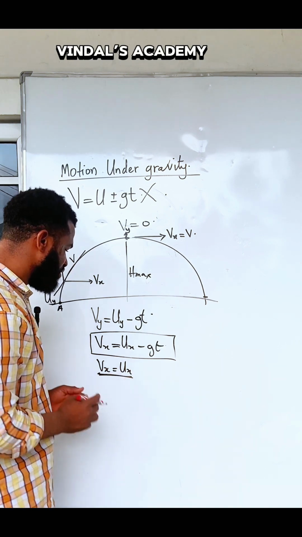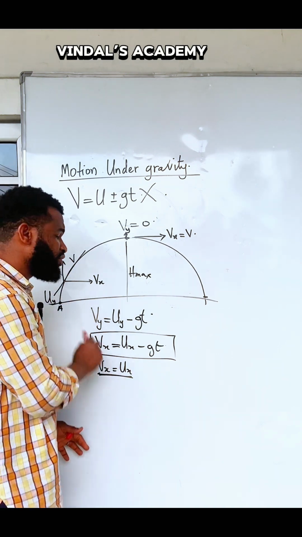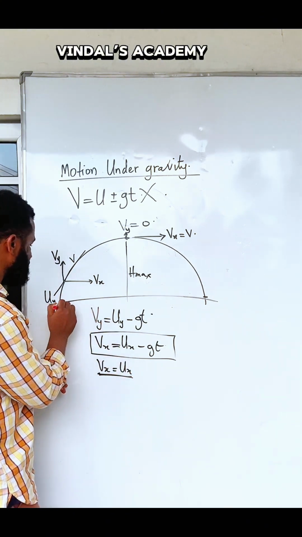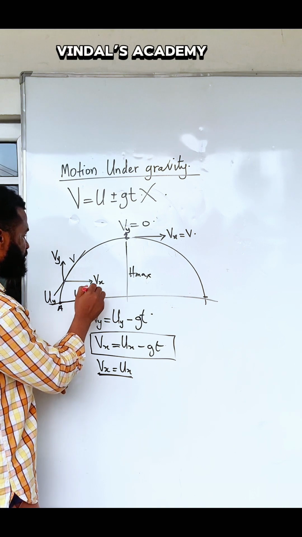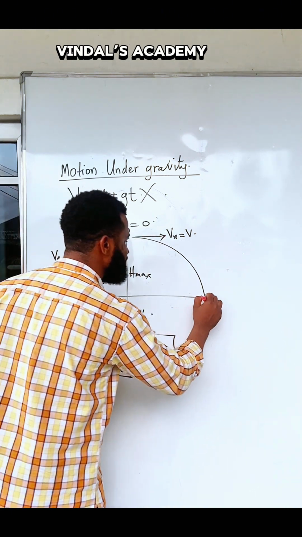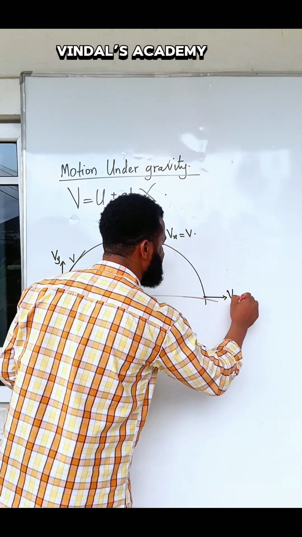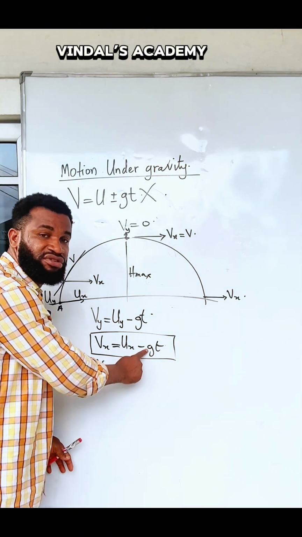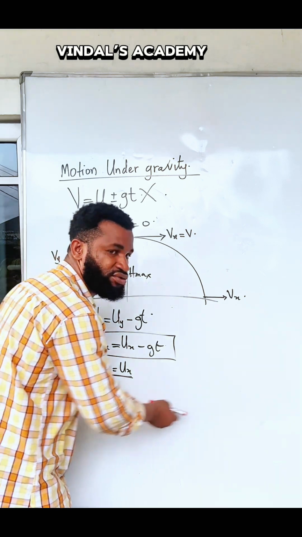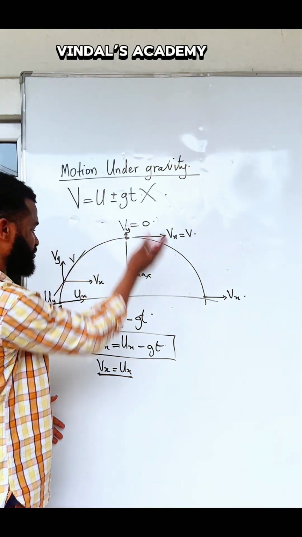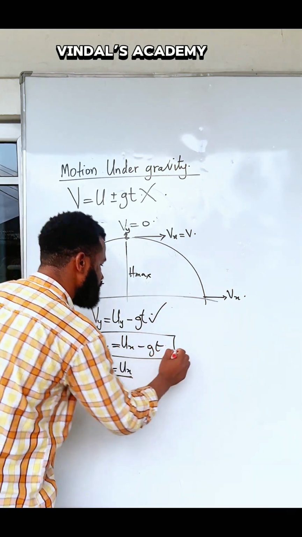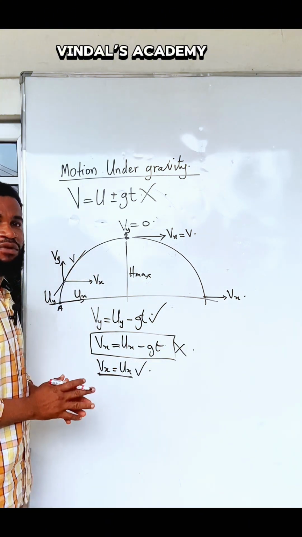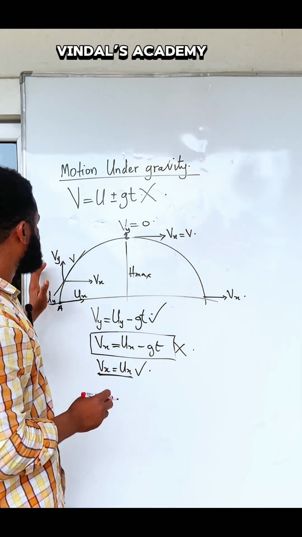This is the condition which shows that the horizontal component of the speed does not change. It remains the same from this point, which is u sub x, v sub x, and even to this point where we have v sub x. The value is the same thing. Why is it the same thing? Because acceleration due to gravity, g, does not act on the horizontal dimension. It only acts on the vertical. That is why this is correct, but this is wrong. And this is correct.